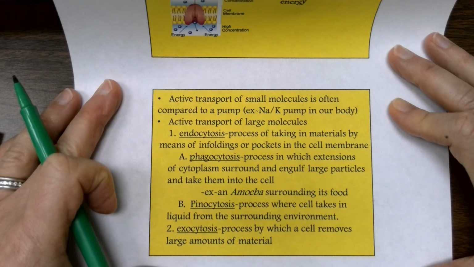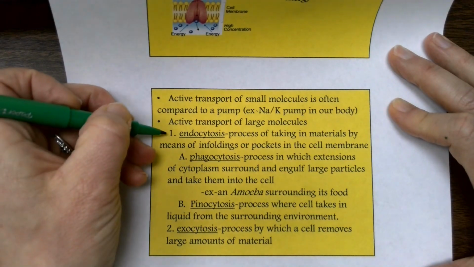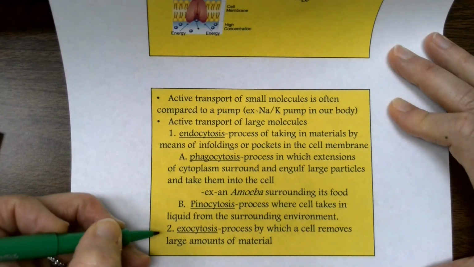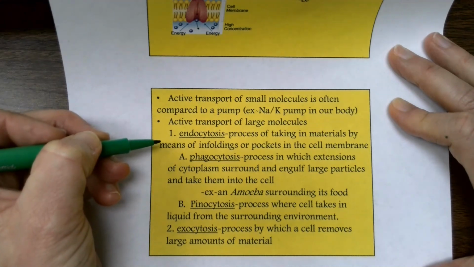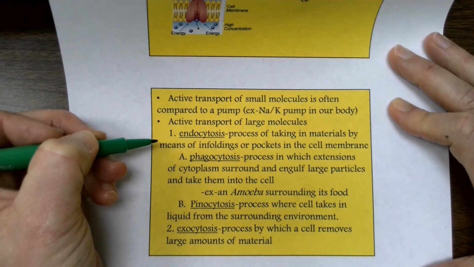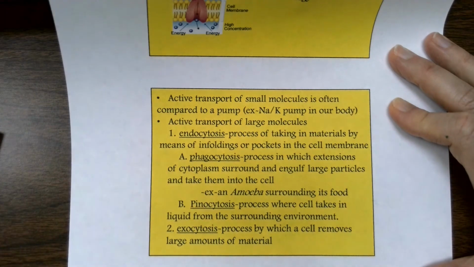Then, if we're talking about active transport of large molecules, there's two categories. There's endocytosis and exocytosis. Endocytosis is the process of taking some sort of material into the cell by little pockets or enfoldings of the cell membrane. Exocytosis is the process by which a cell gets rid of large amounts of material, like some sort of waste, through an out pocket or an outfolding in the cell membrane.